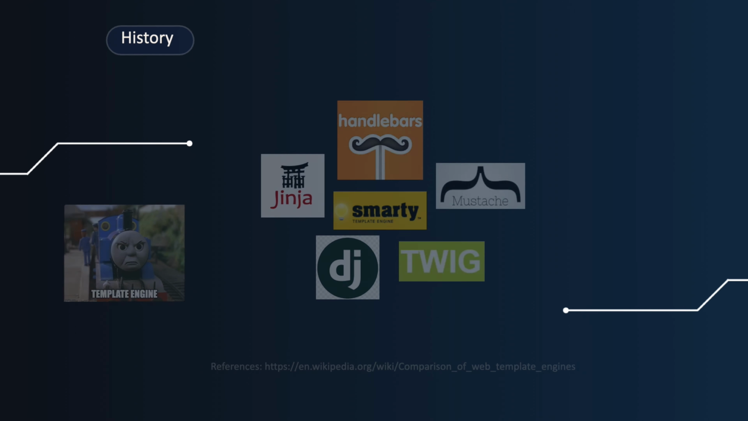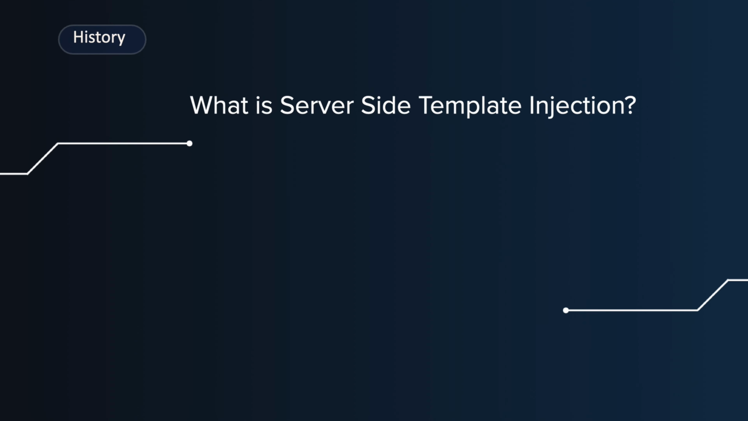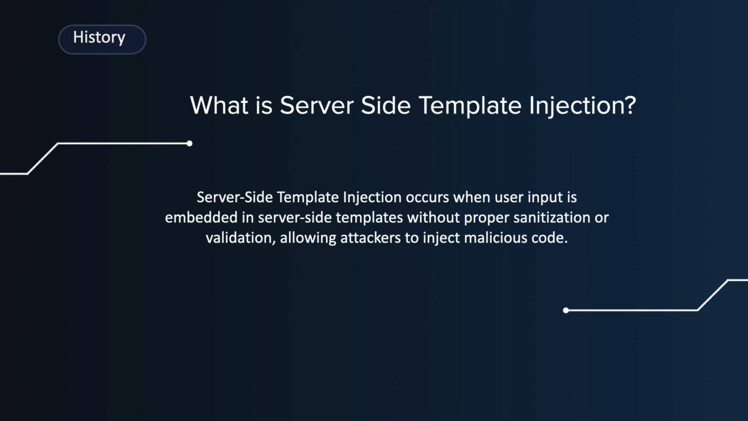Let's talk about the vulnerability that occurs from these templating engines. Server-side template injection occurs when user input is embedded in server-side templates without proper sanitization or validation. Because of the numerous templating engines, the vulnerability is quite widespread and is often found in the wild. It basically has its own category, so it is a big deal.